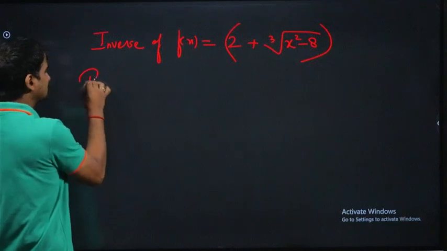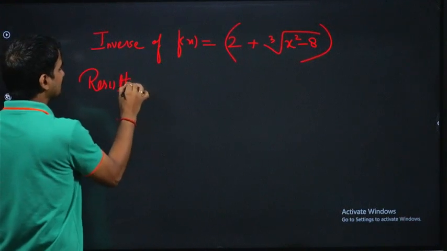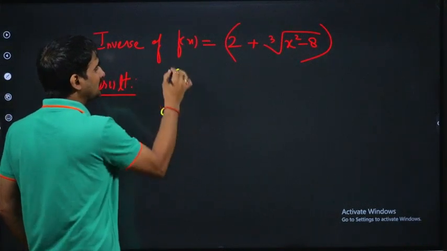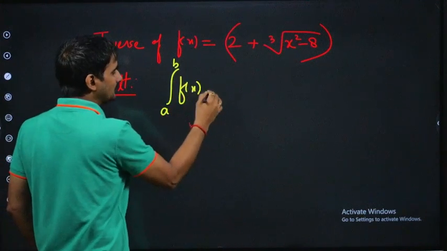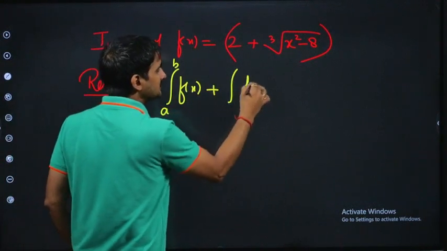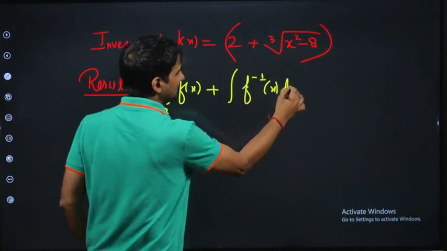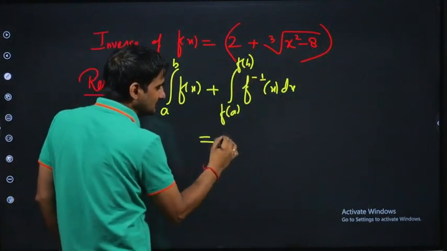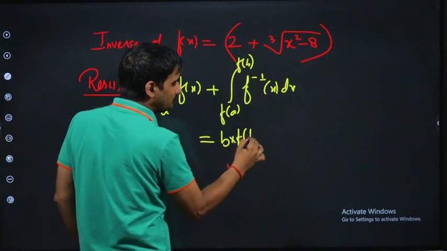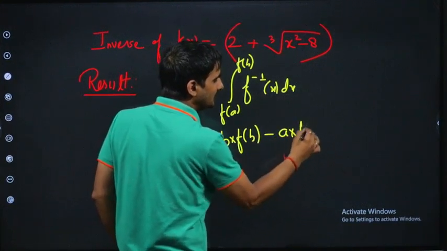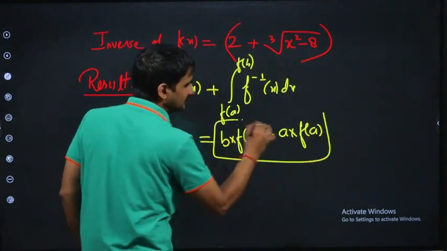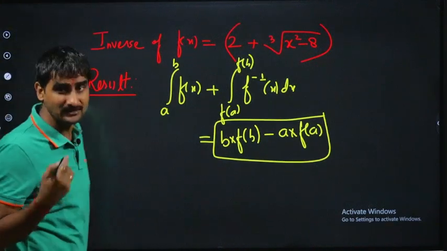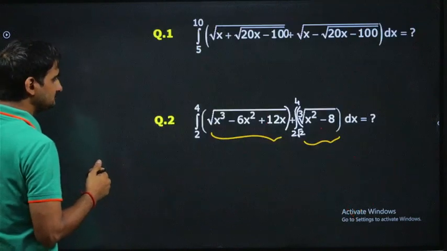Now see, let's discuss the result. What's the result? Again I will say, that's a very important result. It says that the integral from a to b of the function, plus the integral of its inverse when it goes from f of a to f of b, is nothing but b into f of b minus a into f of a. That's the result. So therefore I can write, for that we need to check. So let's check it out here.